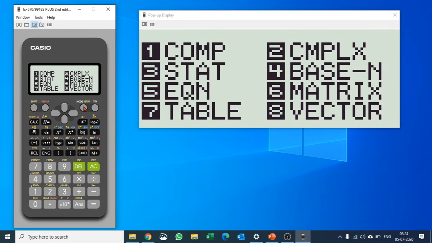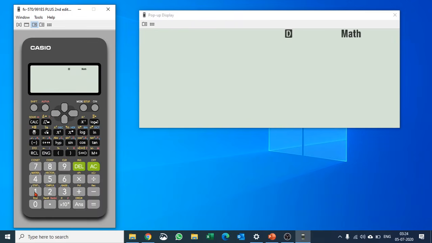So we are going to do this in our first mode only, the COMP mode. You can see Pol and Rec, these are two secondary functions for plus and minus. So we quickly press shift and plus to get Pol.